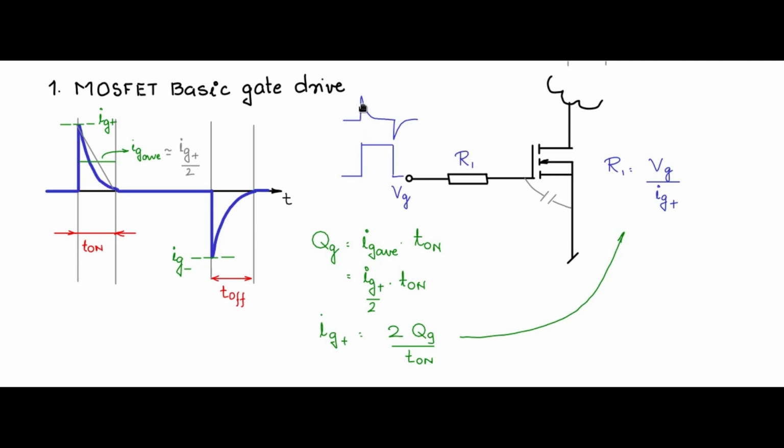Remember, you need some charge to turn on the MOSFET. You don't need charge to maintain the MOSFET in the on state. You don't need a gate current to maintain the MOSFET in the off state. You need current only for turning on, and you need current to flow in the opposite direction for turning off. And it is a charge control device.